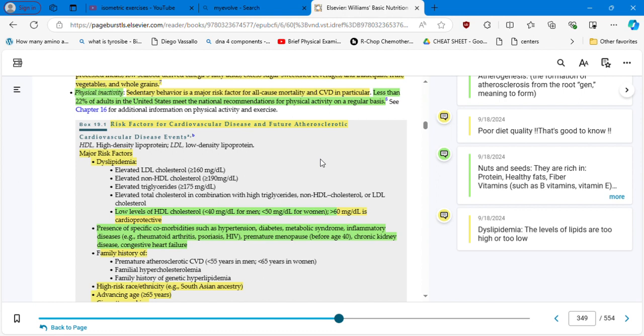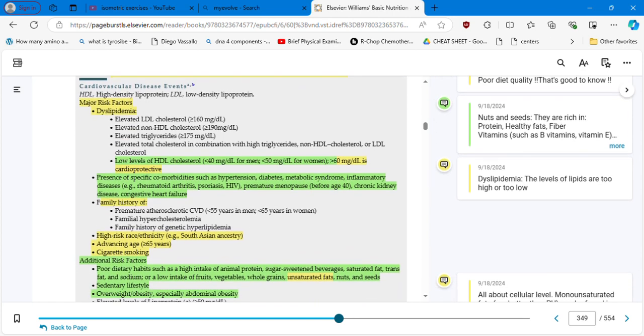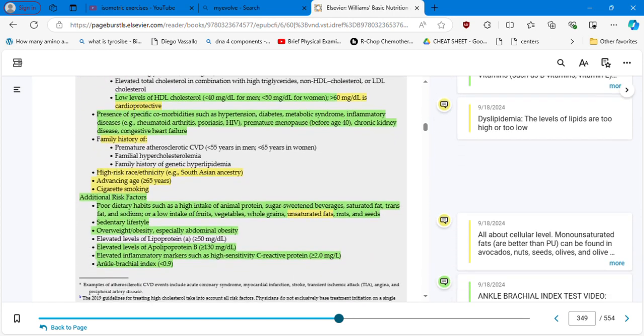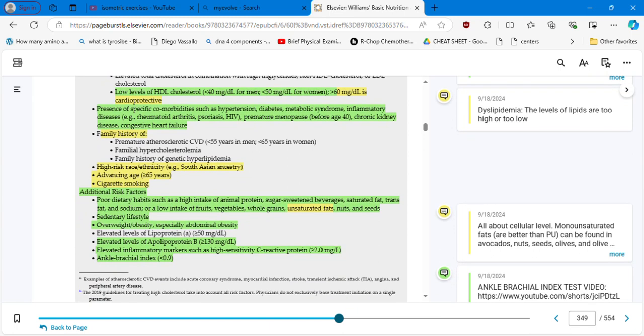Maybe it's having an inflammatory process like rheumatoid arthritis, psoriasis, HIV, okay? Also family history, we talk about that. And also high risk if the patient has a specific race or ethnicity, advanced age, is cigarette smoking, okay? Additional risk factors if the patient has poor dietary habits and high intake of animal protein, sugar-sweetened beverages, saturated fats, and is not eating whole grains, unsaturated fats.